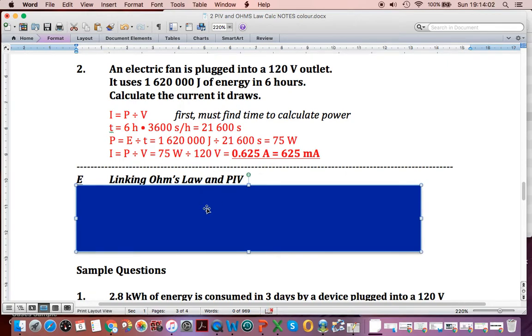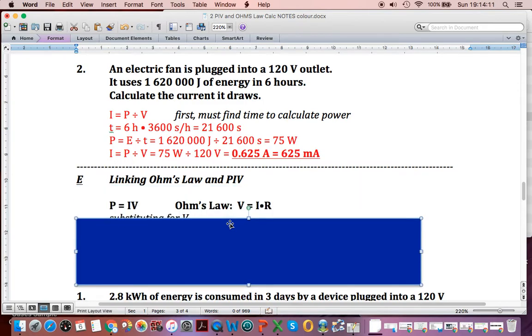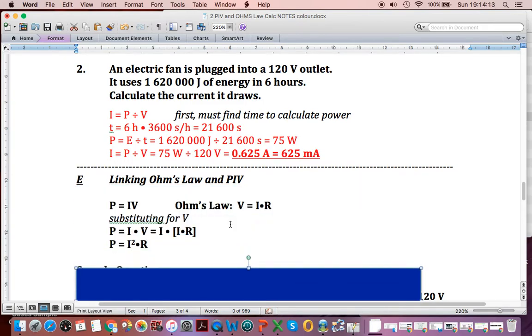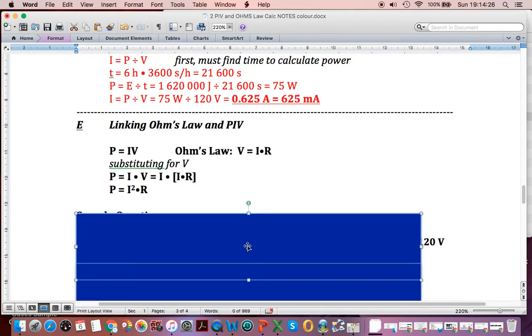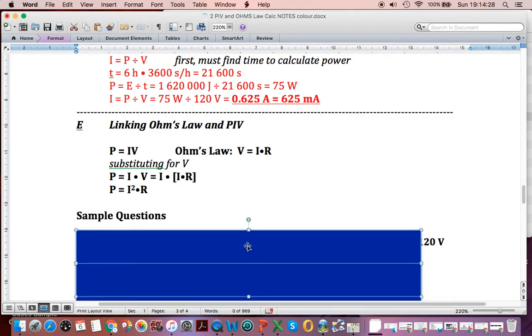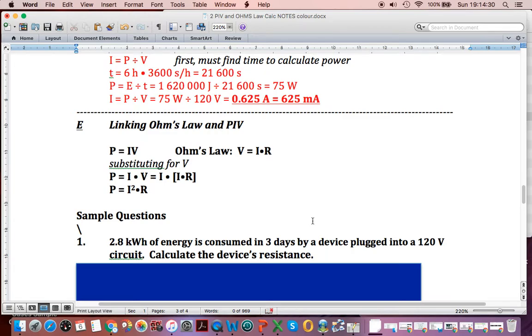We can also link Ohm's law, which is V equals I times R, and the PIV formula, P equals I times V. So if P equals IV, and V equals I times R, if I just substitute IR in where I had a V, I get I squared R. And again, this is not a formula you have to memorize. Just use it as a tool. You'll have the formulas.